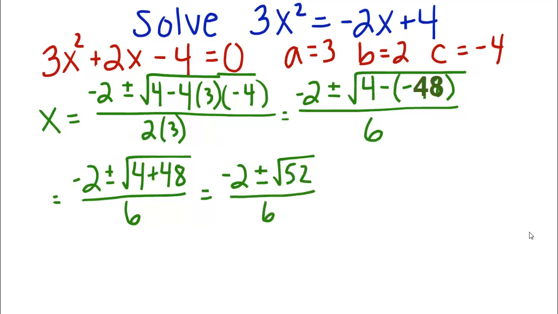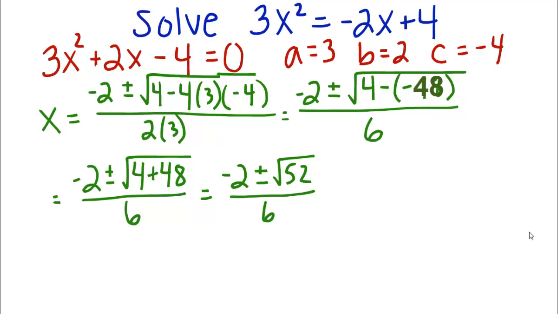So notice when c was negative, b squared minus 4ac, well, if c is negative and a is positive, then 4ac itself ended up being negative. And when we're subtracting that, we're really adding. So be very, very careful about subtracting negatives.